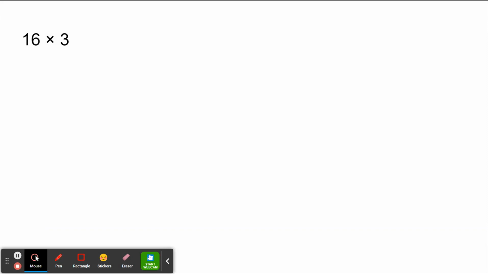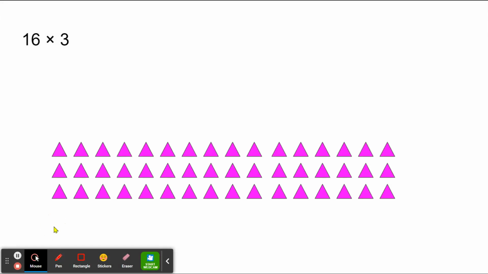Let's do this with this problem. So we have 16 times 3. Right, so 16 times 3 is a pretty big number. Here is the array diagram for it. So we have a lot of triangles here. We have 16 groups of 3, or 3 groups of 16.